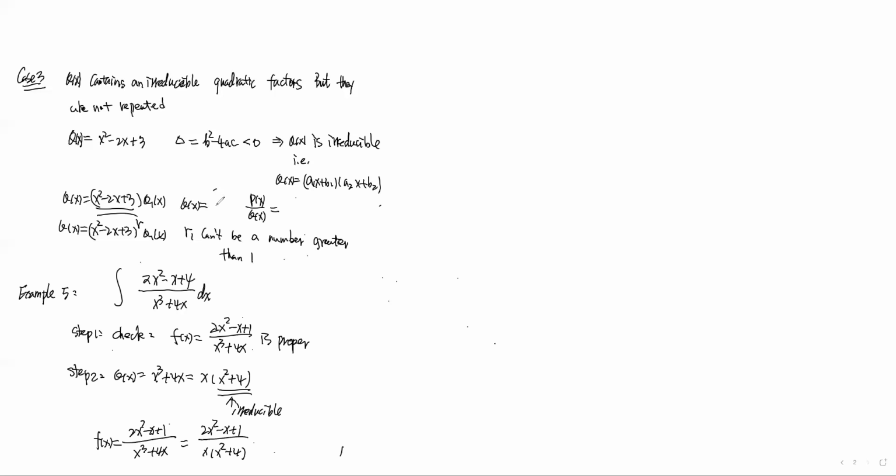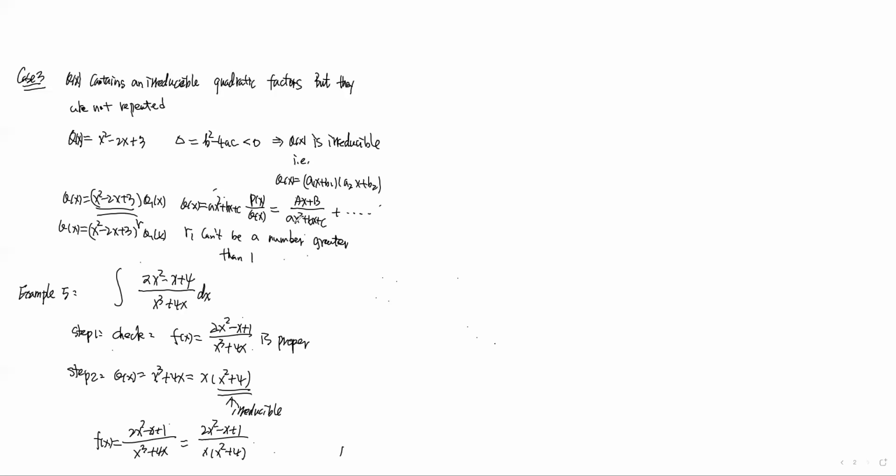Q(x) contains ax squared plus bx plus c, right? By this term, this can be written as (ax plus b) over (x squared plus bx plus c), plus something else, because I didn't write outside, right? Let's look at examples.